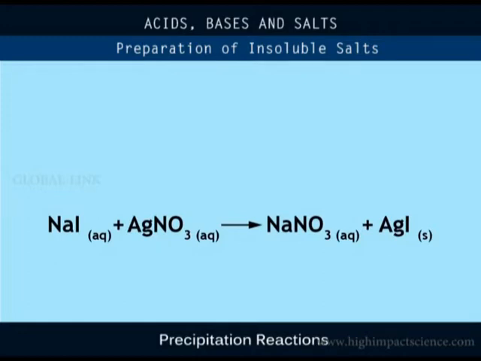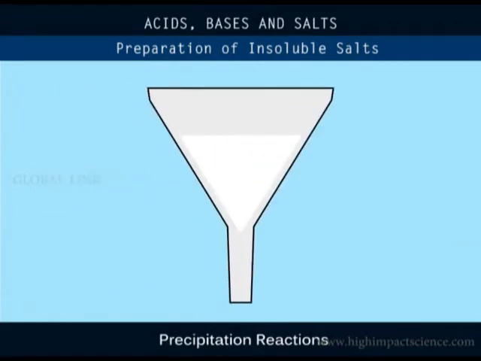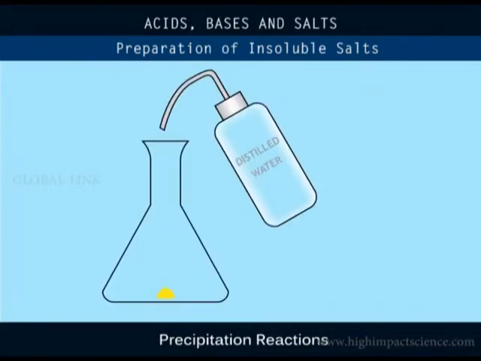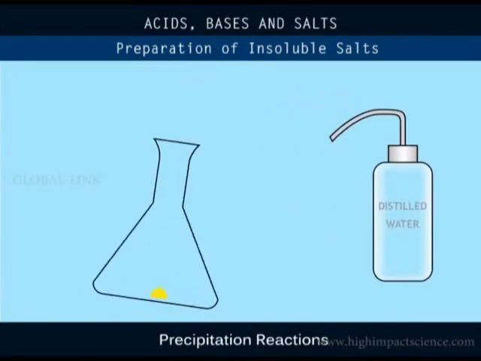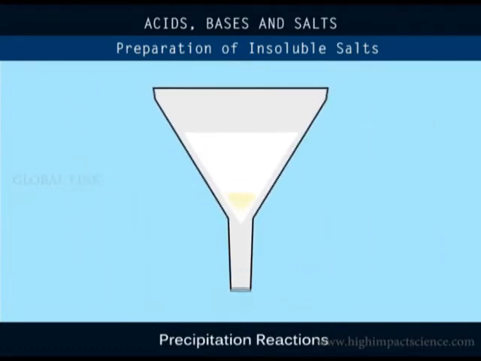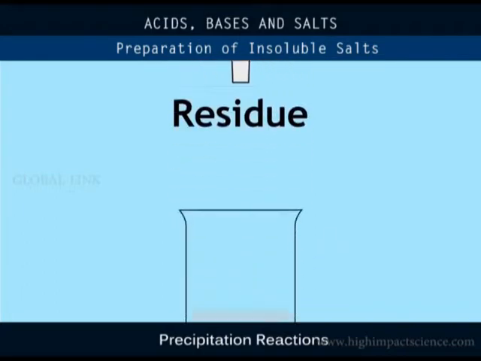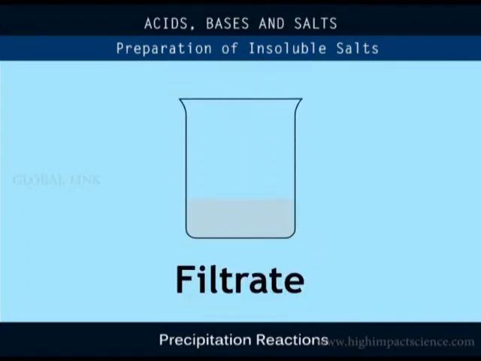To isolate the silver iodide salt, we filter it through a funnel lined with a filter paper. We can also rinse it with distilled water since it's insoluble. The solid collected is known as the residue, and the liquid is called the filtrate.